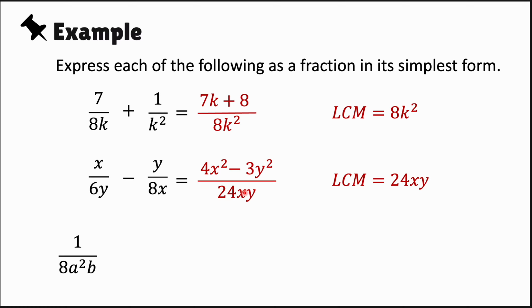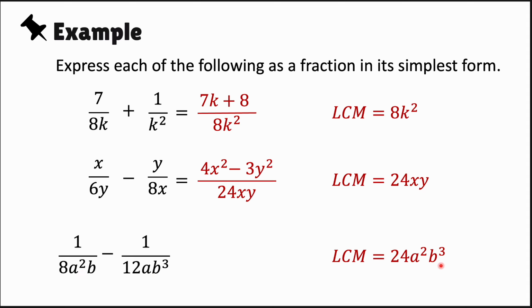Another example, 1 over 8a squared b minus 1 over 12ab cubed. The LCM of 8 and 12 is 24. A squared and a, the one with the higher power is a squared. B and b cubed, the one with the higher power is b cubed.